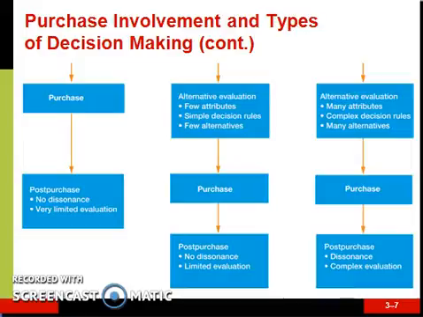A purchase in the habitual area often requires no or very little decision making, whereas in contrast, a purchase in the extended decision making area requires complex decision making. There is seldom any post-purchase dissonance with habitual decision making and very little evaluation. In contrast, with extended decision making there is quite often some form of post-purchase dissonance, which can also involve complex evaluation as to whether or not the correct decision was made.